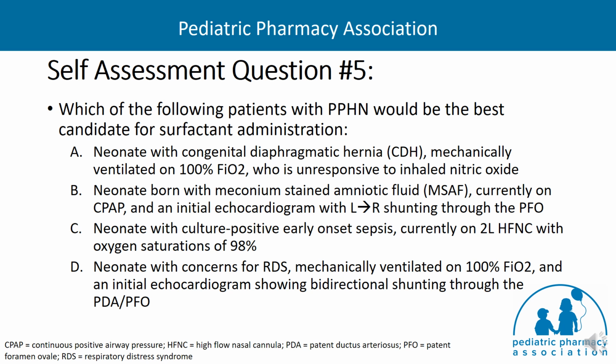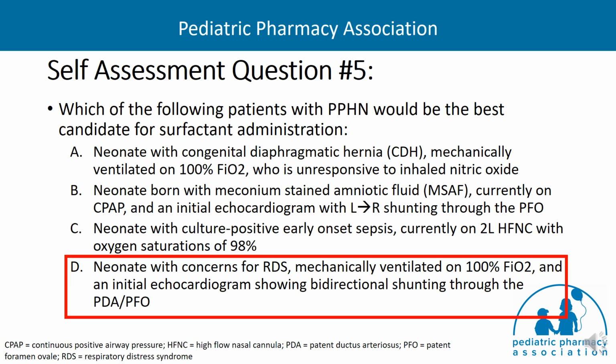Is it C, a neonate with culture positive early onset sepsis, who's currently on 2 liters of high flow with oxygen saturations of 98%? Or is it D, a neonate with concerns for RDS, who's mechanically ventilated on 100% FiO2 with an initial echo showing bidirectional shunting? The answer here is D.